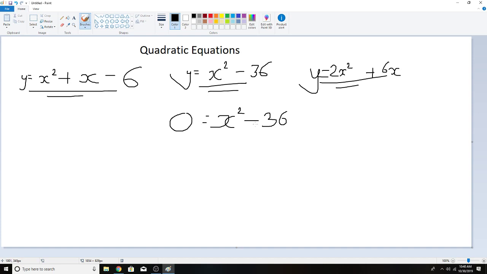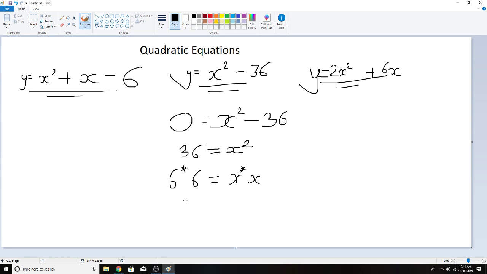Then we get the x to one side, so we move the minus 36 to the other side, so it's 36 equals x squared. Then we square root the equation, because x squared needs to be by itself. x squared just means x times x. So we need to find a number that multiplied by itself gives 36, and that is 6 times 6. So 6 times 6 equals x times x. Then we just divide by 6, and we can divide by x too.